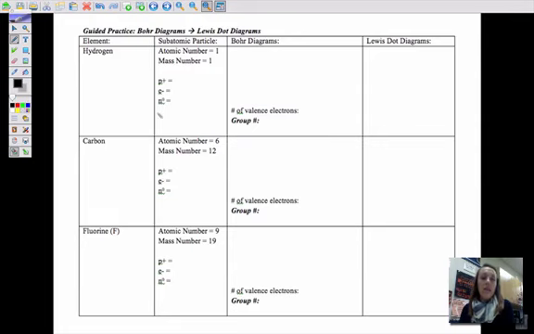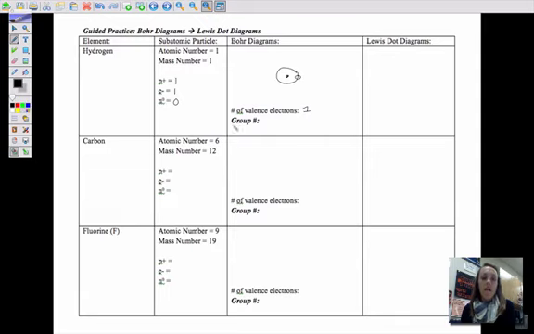In order to learn how to diagram a Lewis dot diagram, it's really easy to go off of when we were doing Bohr. So if we take hydrogen, which has an atomic number of 1 and a mass number of 1, we know that it has 1 proton, 1 electron, and 0 neutrons. So if I have my nucleus, where my proton lives, and my first electron level with my 1 electron, that means I have 1 valence electron.